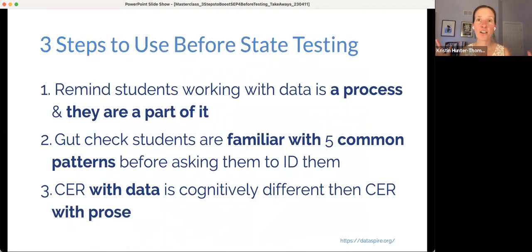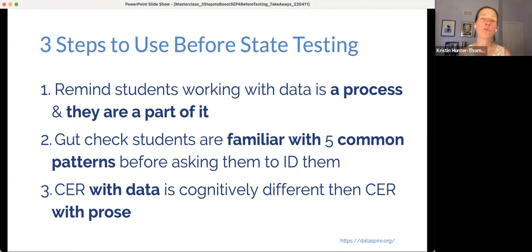So there you have it. Three steps to use before state testing, before the next unit, in this unit, in this week, next year, wherever you might be at. Remind students that working with data is a process and they're a part of it. Gut check ourselves that our students are familiar with these common data patterns. We talked about 5 on the strategy share out. There are more than 5. That is not an exhaustive list, but do your students know the pattern before you're asking them to make sense of that pattern for your content?